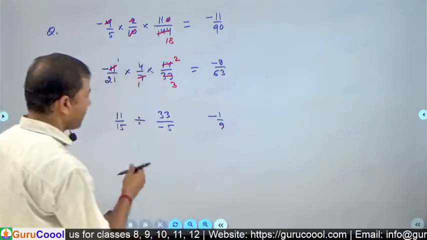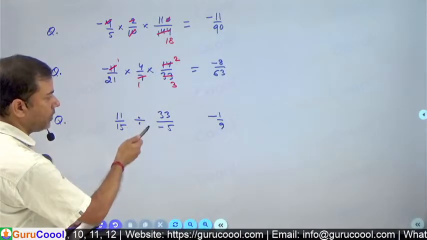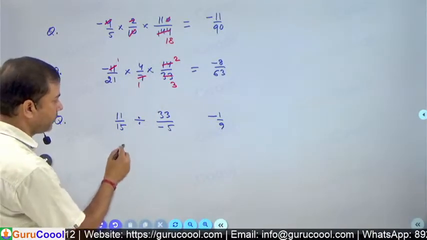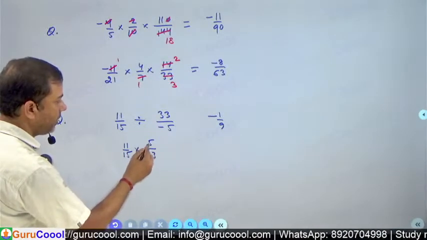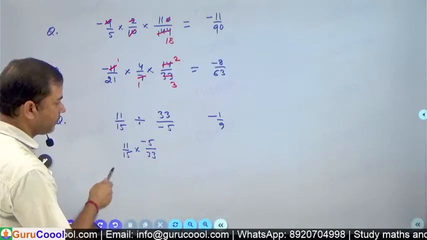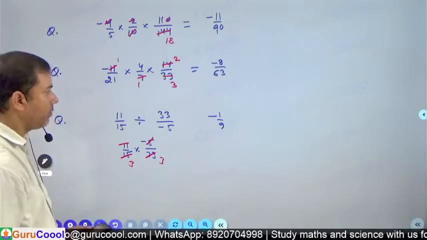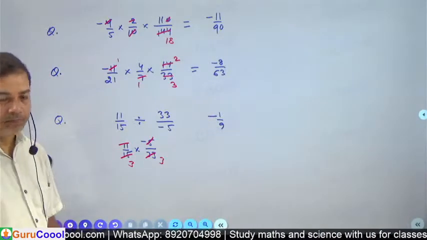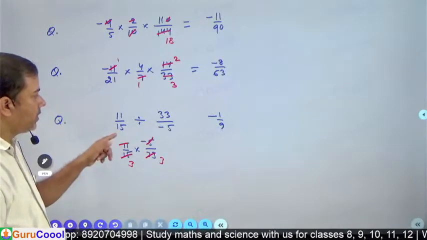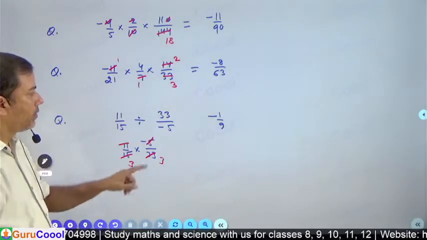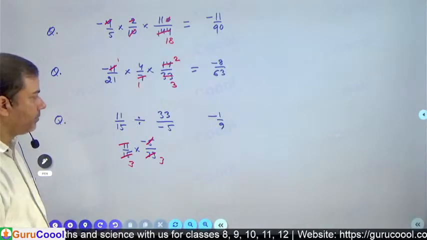Yes. As this will change to multiply, 5 will go to the top, 33 will come down. 11 by 15 multiplied by 5 by 33, and this is a negative sign also. 5 3s are 15, 11 3s are 33. So both 3s come in the denominator only. 5 3s are 15, 3 here. 11 3s are 33, 3 also comes in the denominator. So 3 3s are 9, minus 1 by 9.